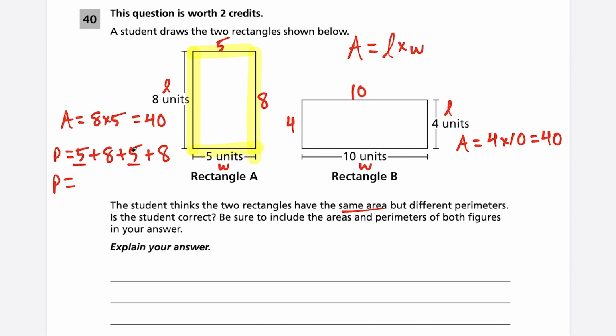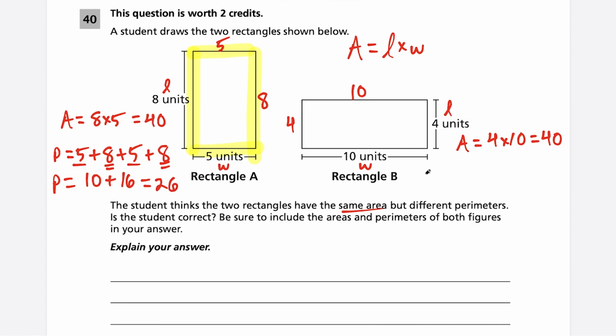You could choose to add any two numbers you want first. So let's say I do 5 plus 5 first, because 5 plus 5 gives us 10, and it's a lot easier to add 10 to a number than it is to do, let's say 5 plus 8 is 13, and then do 13 plus 13. So I have 5 plus 5 is 10, and if I add the 8s, 8 plus 8 is equal to 16. So now when I do 10 plus 16, I get 26. So the perimeter of rectangle A is 26.